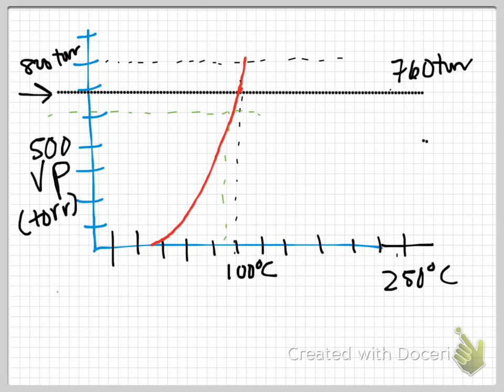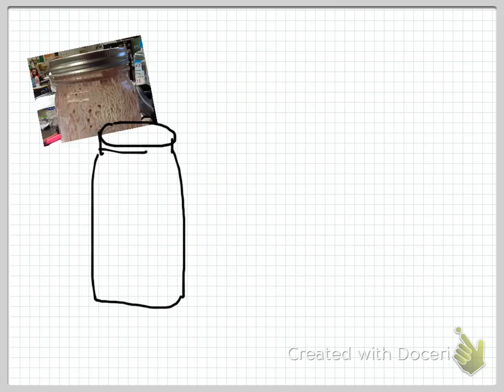The other thing you can do is intentionally raise the pressure on something to get it to a higher temperature. Why would you do that? Why would you intentionally raise the pressure on something to get it to a higher temperature? What's the premise behind pressure canning?